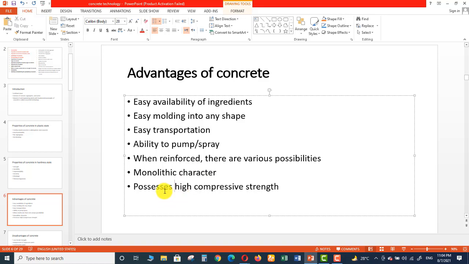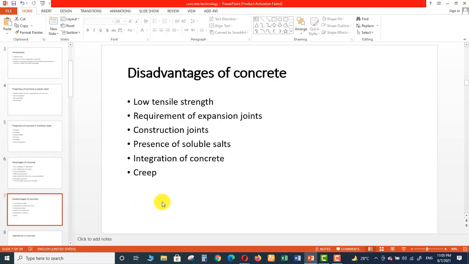The next advantage of concrete is that it possesses high compressive strength. This property of concrete makes a concrete structure more economical than that of steel structures. So these were some advantages of concrete, and then let's see the disadvantages of concrete.